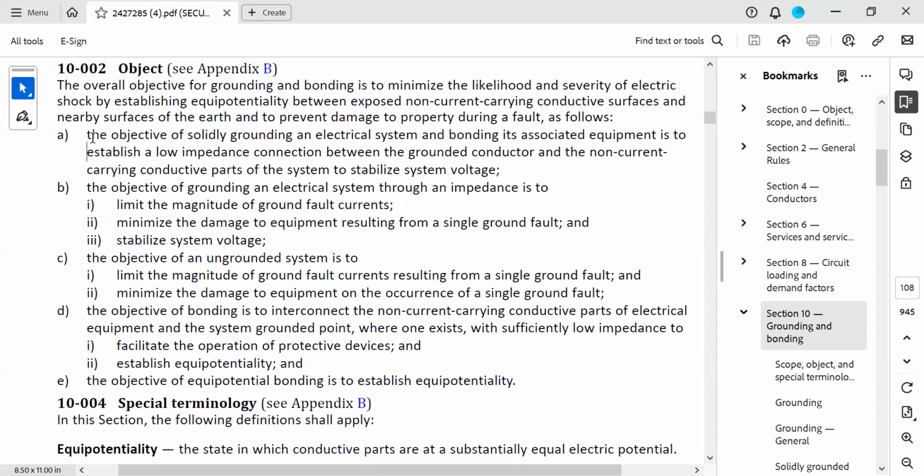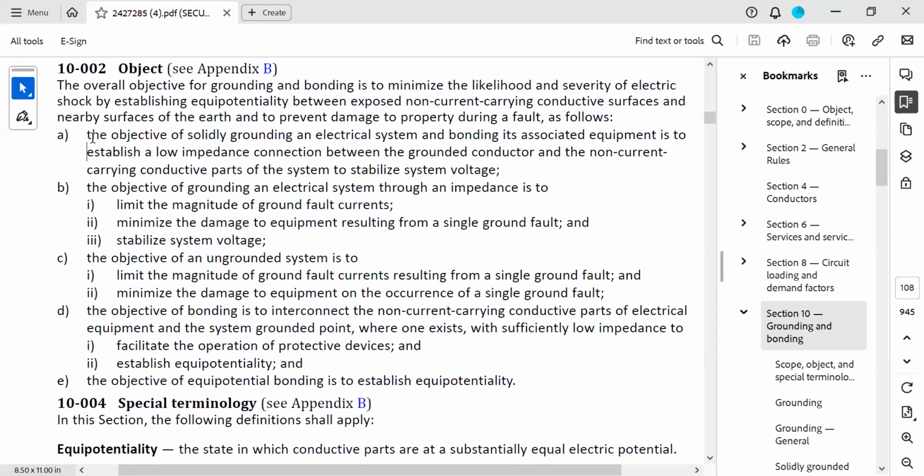And it's also bonding is going to help us establish that equipotential plane so that the possibility of voltage differences between all those metal parts will be minimized. That is going to reduce your shock hazard. You don't want a difference in potential that anybody could possibly touch.